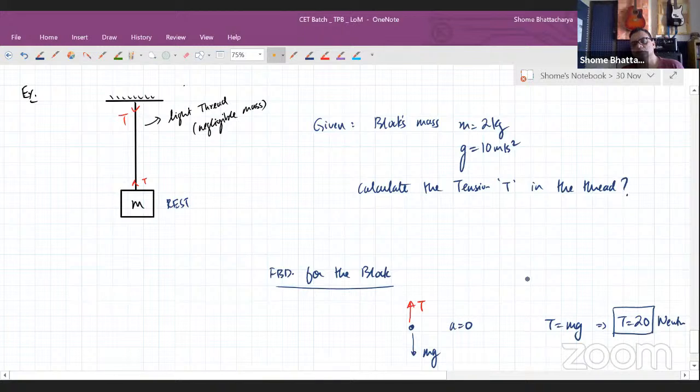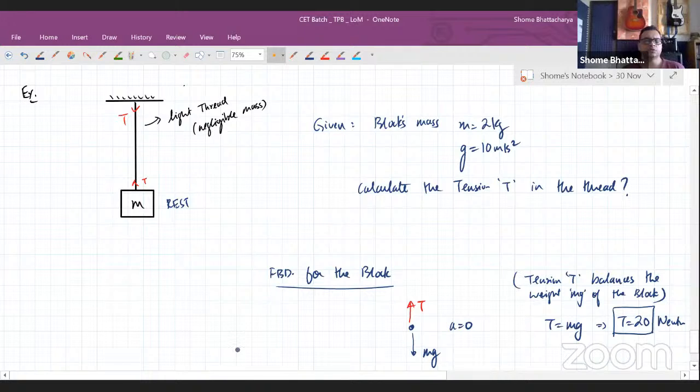So this is the situation where the tension T balances the weight mg of the block. That's where it develops a value this much. Okay, so note down this example quickly. This is the most basic example of calculation of tension. From this, we will look at more interesting situations.